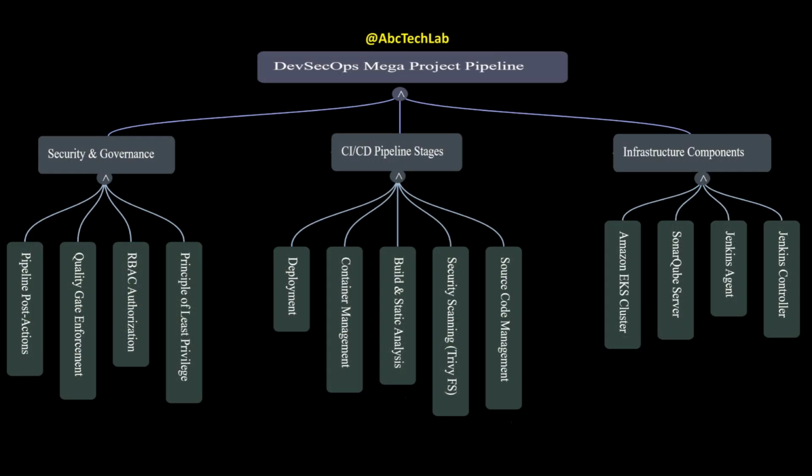Now, we'd also like to see the mind map of this entire DevOps project, which is divided into basically three parts. Security and governance, which will have pipeline, post actions, quality gates, RBAC, principle of least privilege. Then we will see the CI/CD pipeline with deployment, with container management, build and static analysis, and all those things. And then last, the infrastructure component, where we will install EC2 with Jenkins controller, Jenkins agent, SonarQube server, and finally Amazon EKS cluster. So let's dive into practicals.